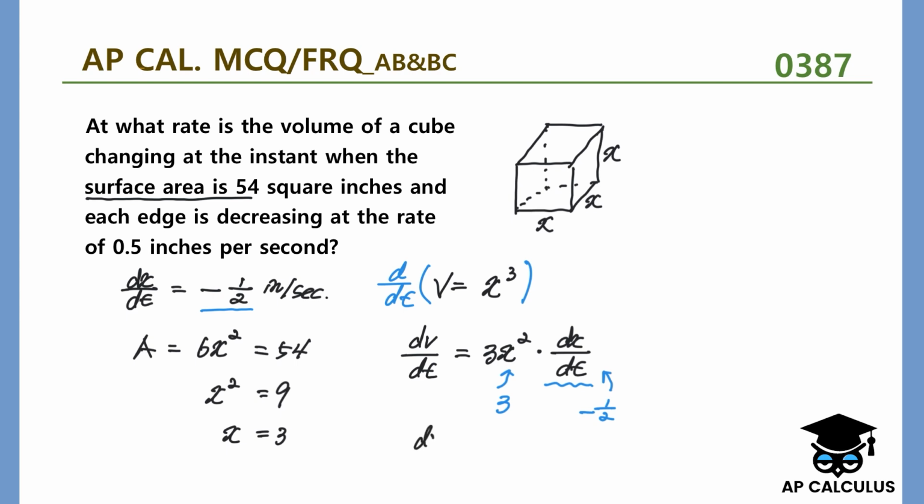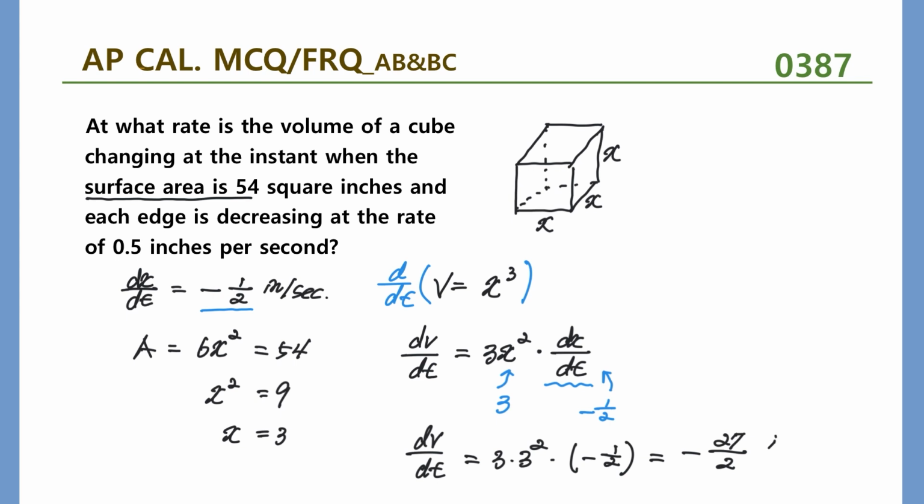So our dV dt is equal to 3 times 3 squared times negative 1 over 2. So that's going to be negative 3 cubed, 27 over 2. What's the unit? It's volume over time. So cubic inches per second.